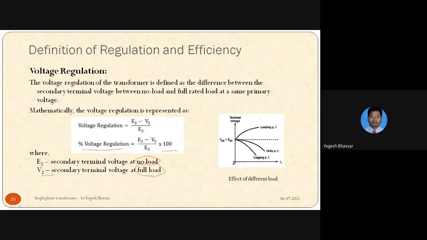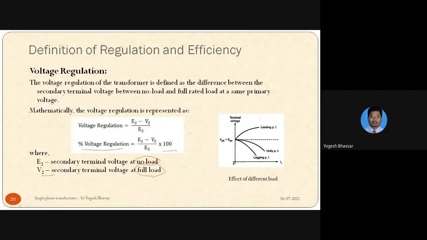And on the denominator, as we are going to see, we take E2, and multiply by 100 for percentage. So this will be the voltage regulation: (E2 minus V2) by E2. E2 is the no load terminal voltage, V2 is the full load terminal voltage. So ideally, the voltage regulation should be 0. Look at this point again: in the ideal case, the percentage voltage regulation should be 0.